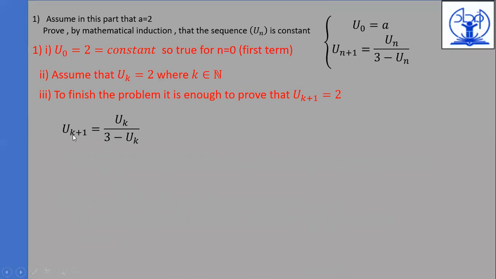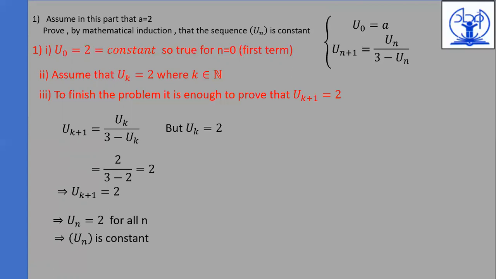Now, uk plus 1 is nothing but, we have to go back to the original definition of the sequence, uk over 3 minus uk. But uk is assumed to be 2. You need to use the assumption in this third step. Replacing uk by 2, you will get 2 over 3 minus 2, which is 2. So u0 is 2. You have assumed that uk is 2, and you have proved that uk plus 1 is 2. So un is 2 for all n, and consequently, un is a constant sequence. All the terms are 2.